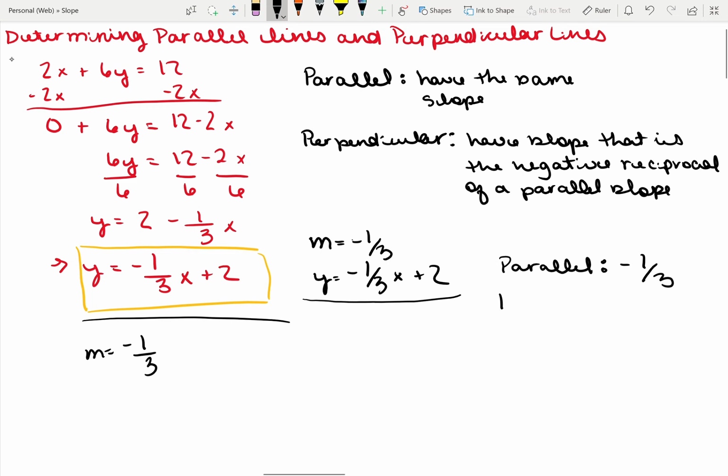Now, if it was perpendicular, the negative reciprocal means you would flip the fraction and change the sign. So in this case, if I flip the fraction, it is now negative 3 over 1, and change the sign, it is now 3, which is my perpendicular slope.